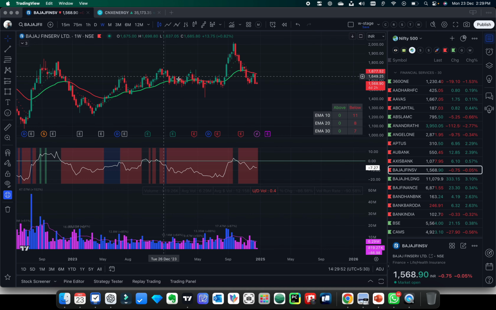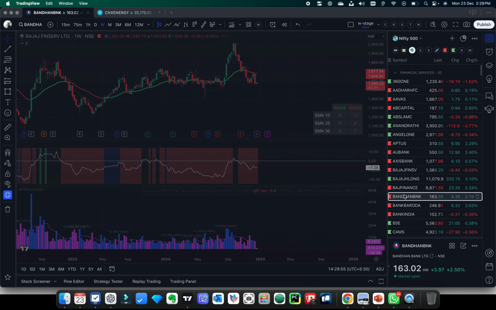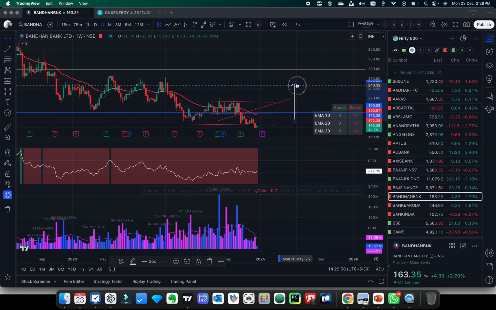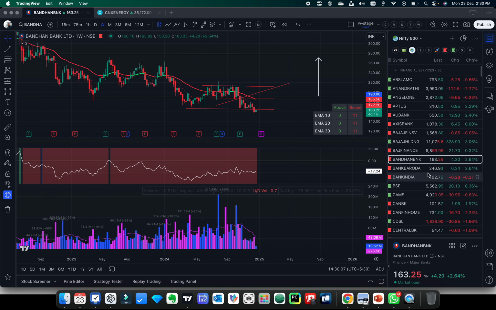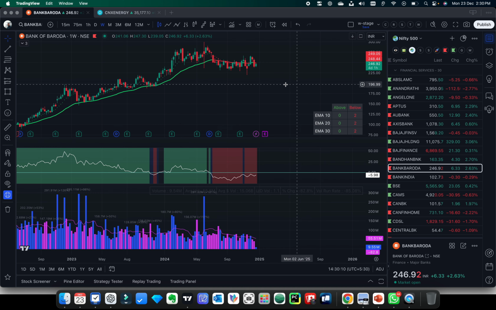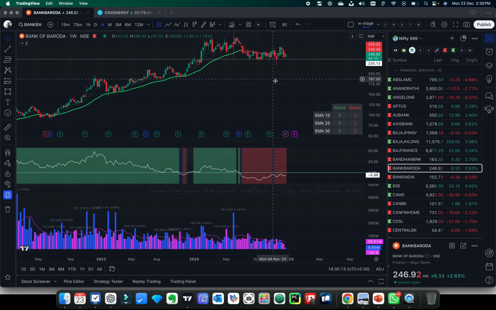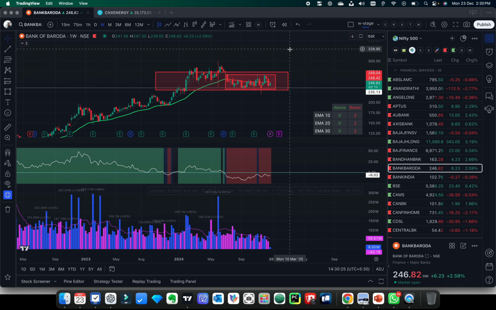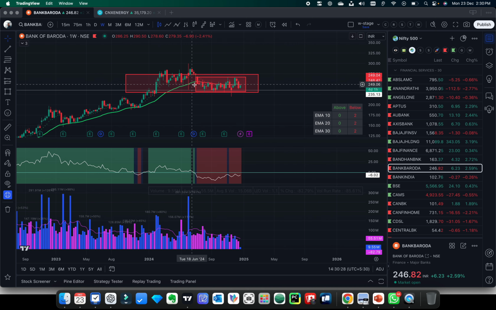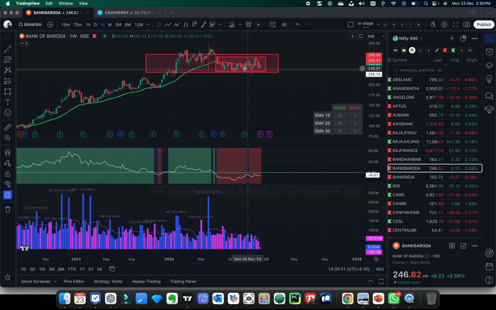Bajaj Finserv, downtrend. Bandhan Bank, clearly in the downtrend. It is below the moving average. There is consolidation happening here, underperforming the market. Bank of Baroda, uptrend and consolidation. Huge consolidation is happening on the top side. This is top area. So either it has to break up or break down. If it breaks up, then this becomes a basing area and stage 2 will continue. Now if it breaks down, then this is stage 3, topping.